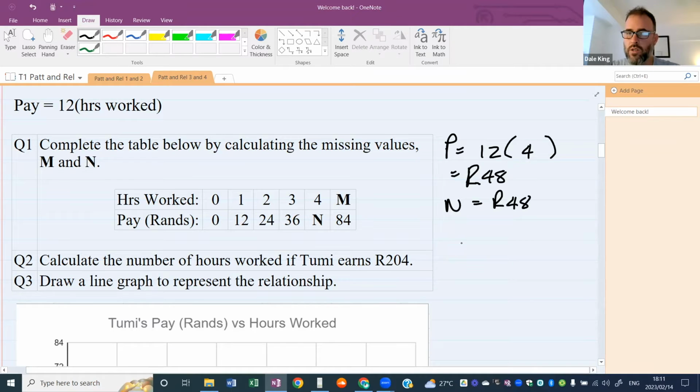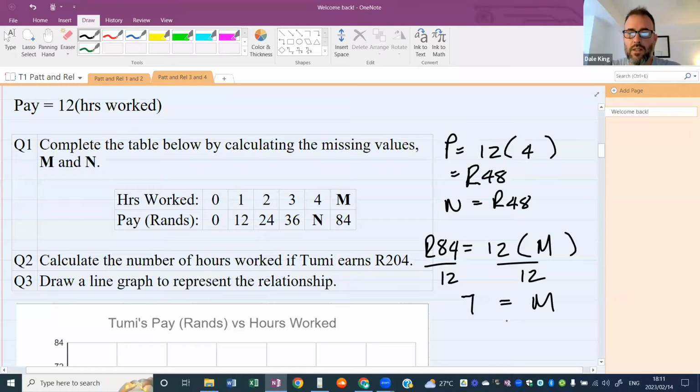Now M is hours worked. So if I take my formula again, P is equal to 12, and then open the brackets here. Now, instead of substituting in the hours worked to get my pay, I'm looking for the hours worked. I'm going to call it M for now. And on the P side of the formula, they give us the pay value. So they tell us that the pay value is 84 rand. So to get M here, I just need to get rid of that 12. How do I get rid of that 12? Well, it's attached to the M with multiplication. So I'll do the inverse operation. I'll divide both sides by 12. So M is equal to 84 divided by 12. And that should give me 7, if I'm not mistaken. So M is equal to 7. So Tumi has to work 7 hours to get 84 rand. Okay, it looks like the answers are pretty good.